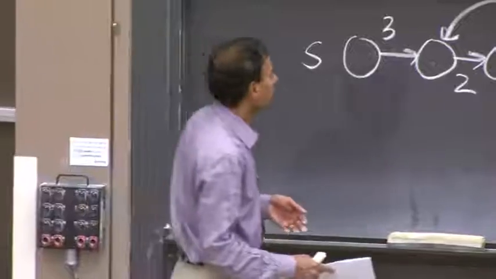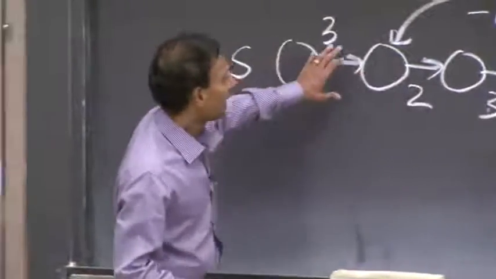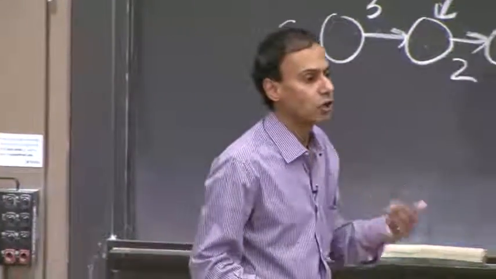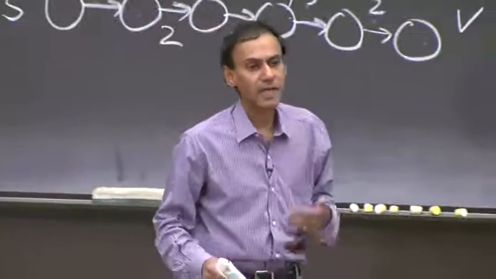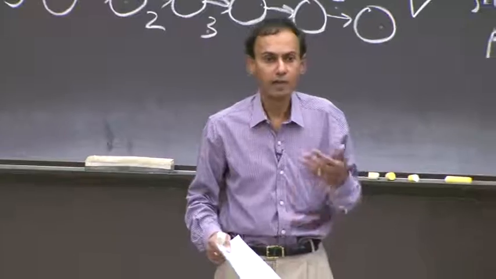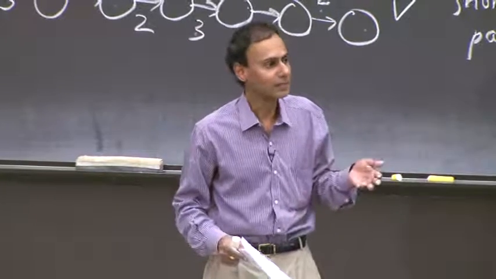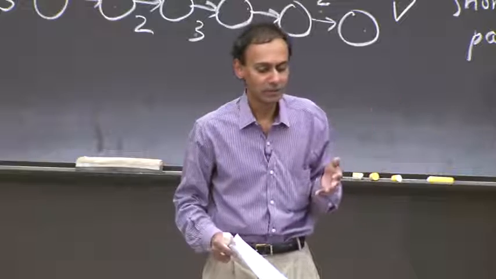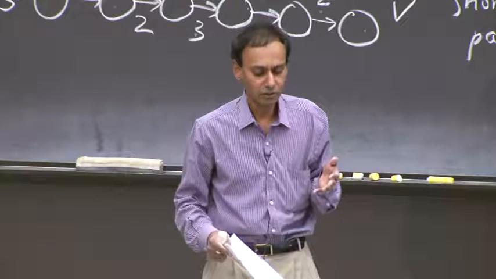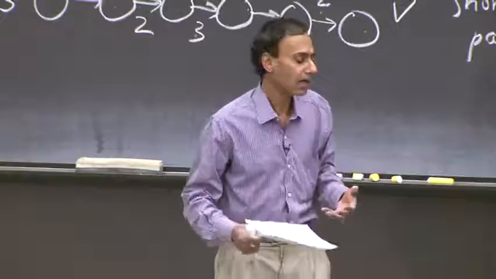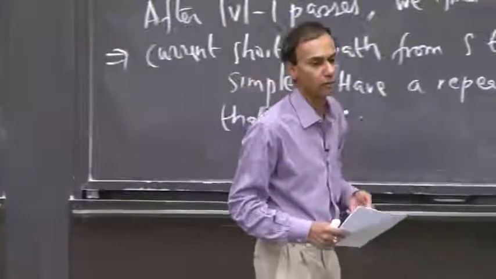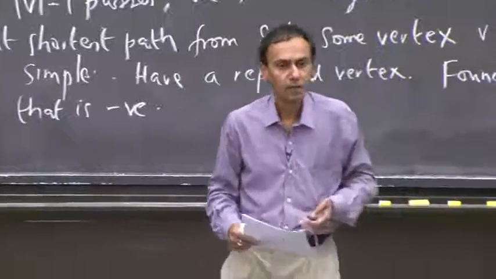Okay? So it turns out that if you have a graph with negative weight cycles, finding the shortest simple path is an NP-hard problem. It's a really hard problem. That's what NP means. No, it means something else that Eric will explain to you in a month or so. But it means that we don't know any algorithm that is better than exponential time to solve this problem. Okay?